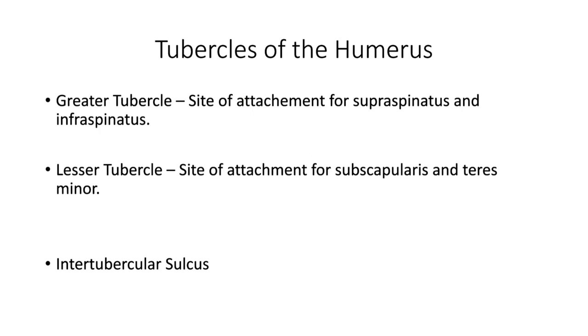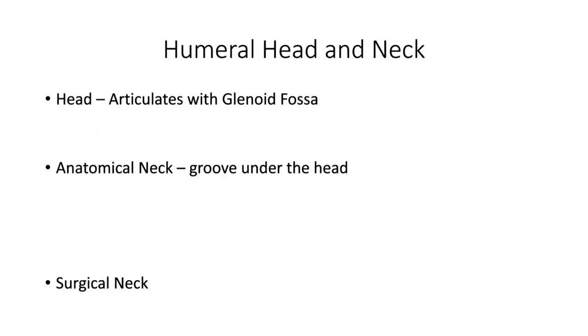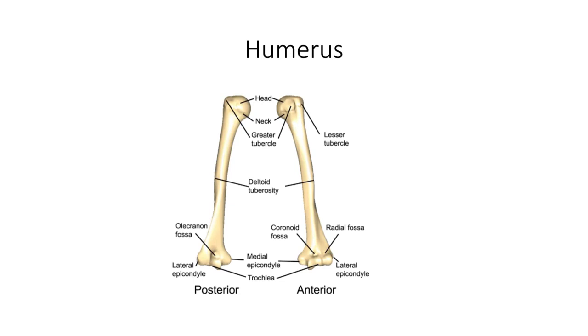The greater tubercle is the site of attachment for the supraspinatus and infraspinatus muscle, and the lesser tubercle is the site of attachment for the subscapularis and the teres minor muscles, which are all part of the rotator cuff. And there's a ridge of bone in between the two tubercles called the intertubercular sulcus, and it's also called the bicipital groove, as the biceps tendon runs through the groove.